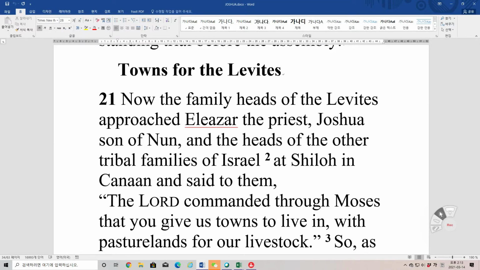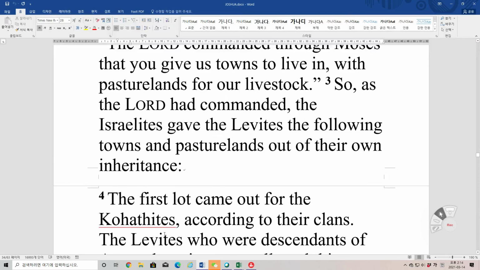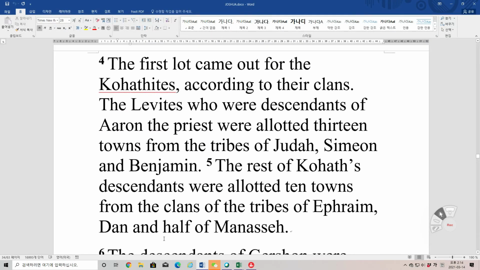Now the family heads of the Levites approached Eleazar the priest, Joshua son of Nun, and the heads of the other tribal families of Israel at Shiloh in Canaan, and said to them, "The Lord commanded through Moses that you give us towns to live in, with pasture lands for our livestock." So as the Lord had commanded, the Israelites gave the Levites the following towns and pasture lands out of their own inheritance. The first lot came out for the Kohathites according to their clans.